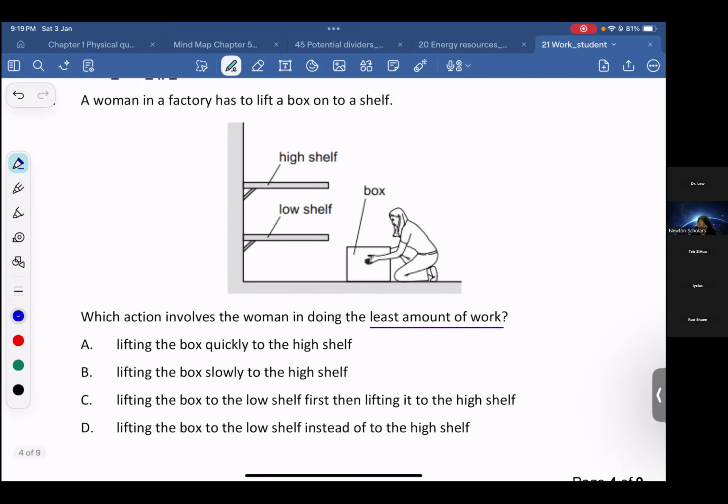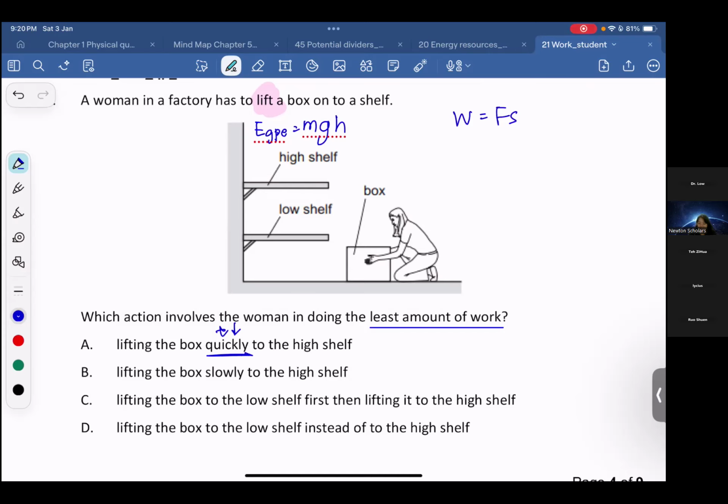Least amount of work. This one we leave. Keyword here is leave. That means that this is involved with the mgh. Okay, so energy of GPE, which is mgh. Okay, leave the box quickly. That means that time is shorter. So our formula, no matter E equals mgh or W equals Fs, we didn't involve time.